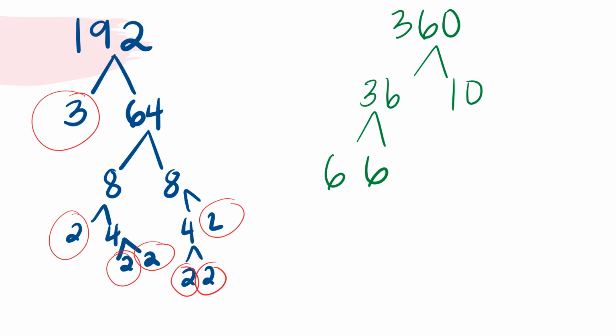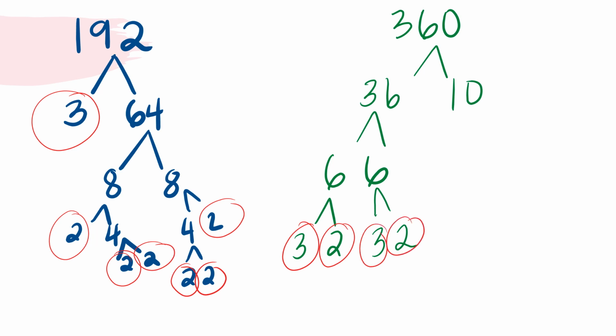So the 6's can be broken down into 3 times 2. 3 and 2 are both prime, so we'll go ahead and circle those. The other 6 gets broken down into 3 times 2. Those are both prime, so go ahead and circle those. And then 10 gets broken up into 2 times 5. 2 and 5 are both prime, so we'll circle those.